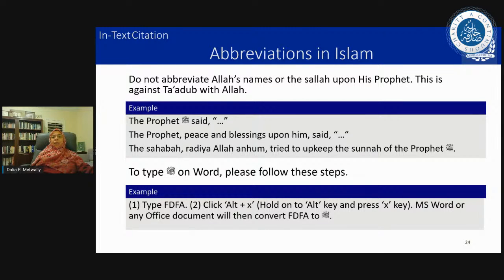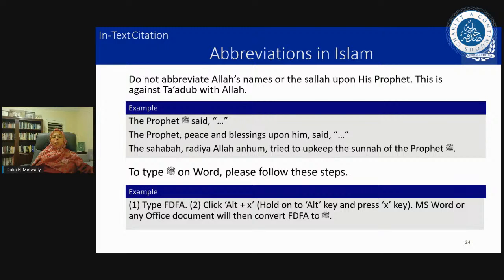Now, for sallallahu alaihi wasallam, you either write it down as peace and blessings be upon him, or you can actually write sallallahu alaihi wasallam. But remember, if you're writing for a non-Muslim, again, know your audience, right? I keep on mentioning that. And radiallahu anhum is the same thing.